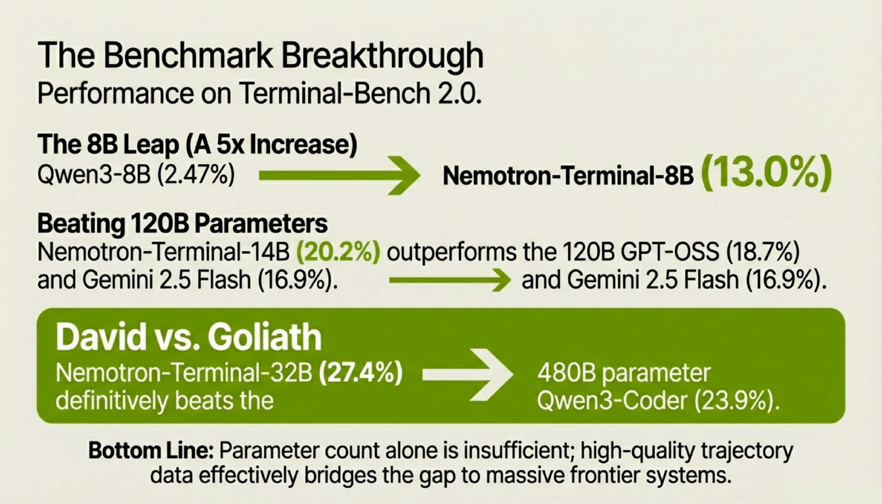The benchmark results on Terminal Bench 2.0 speak for themselves. The 8B model saw a 5x increase over its base. But the real story is David versus Goliath. Our 14B model outperformed the 120B parameter GPTOSS model. And our 32B model, at 27.4%, definitively beat the massive 480B parameter Qwen 3 coder. The bottom line is that parameter count alone is insufficient. High-quality trajectory data effectively bridges the gap to massive frontier systems.